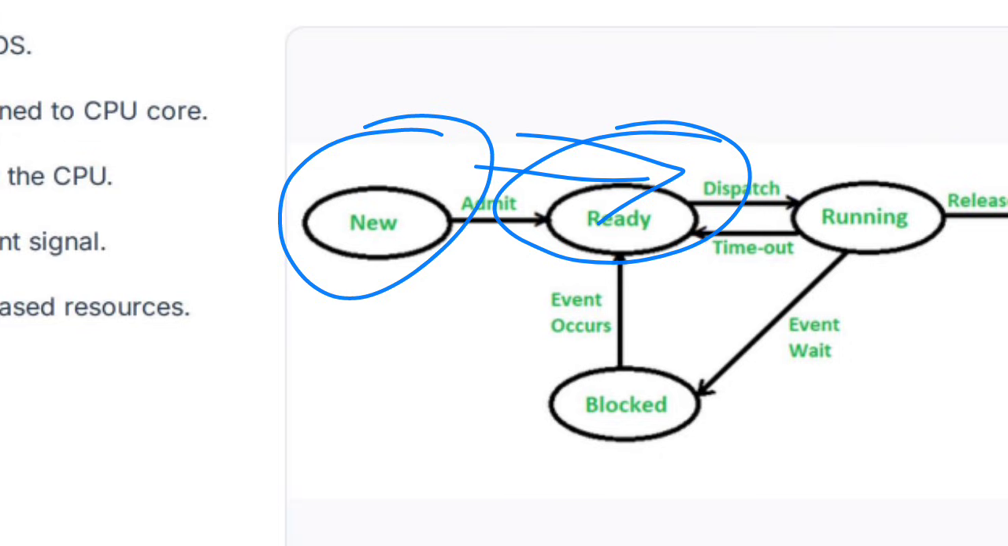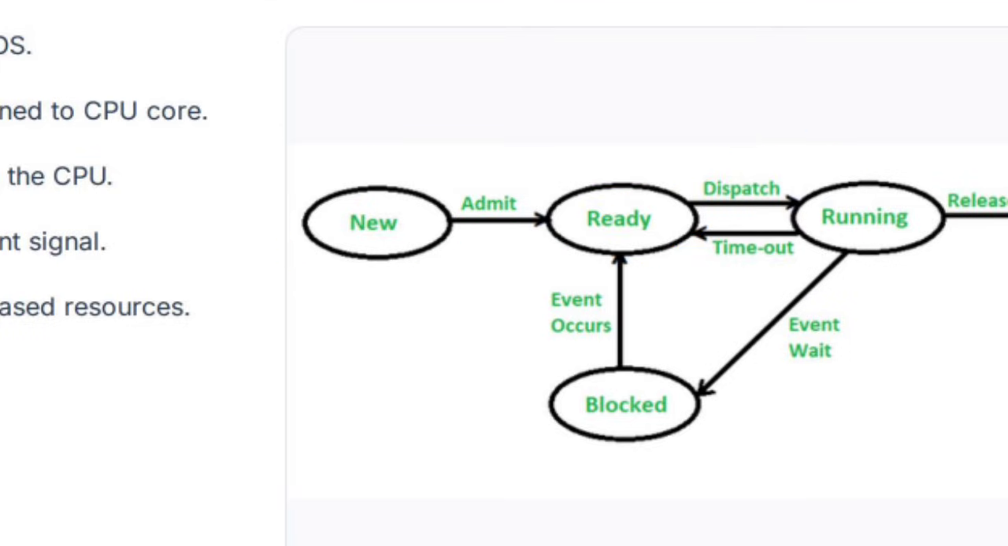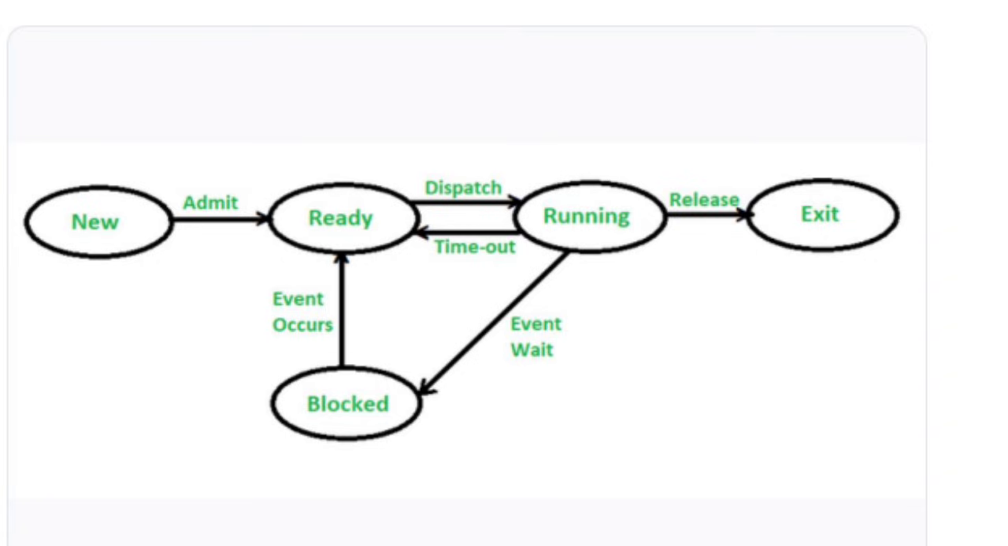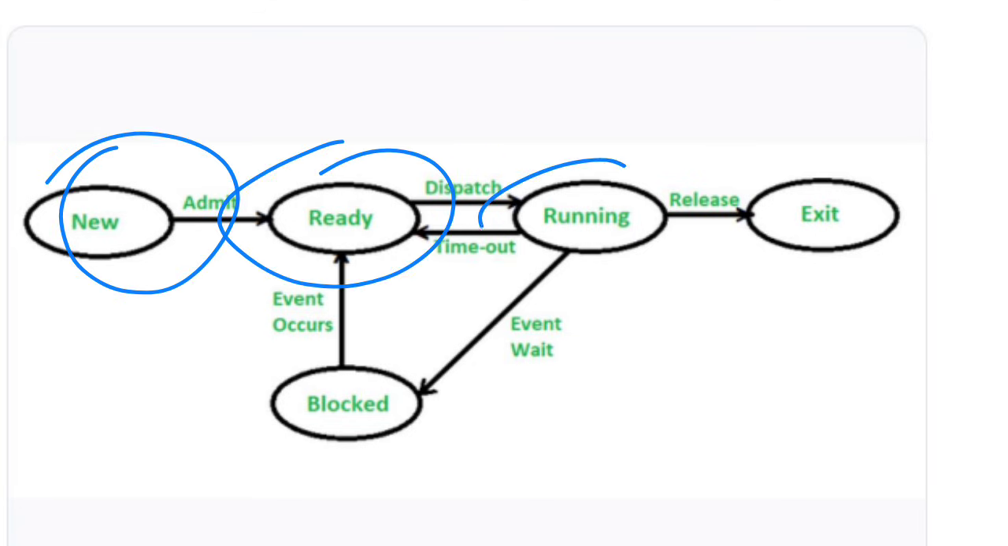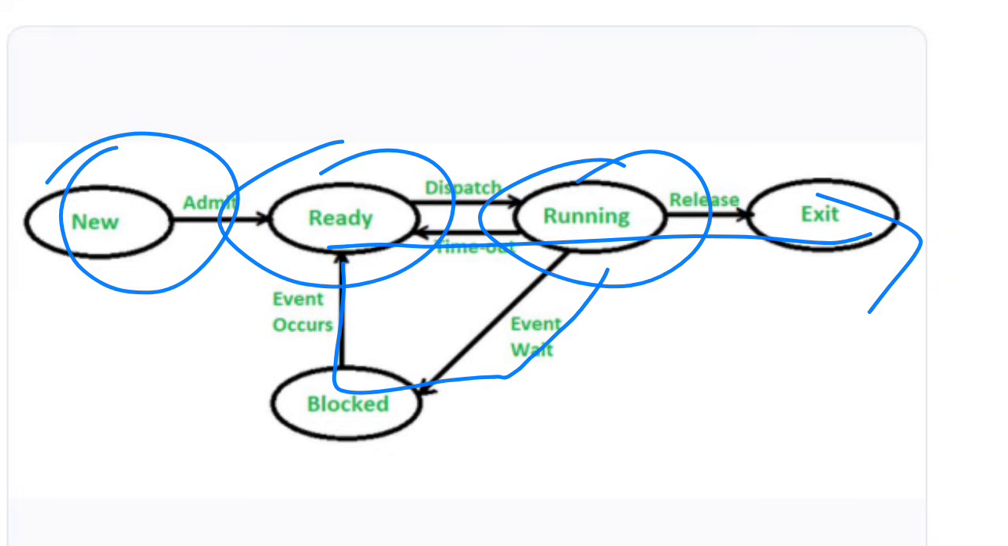In the ready state, the process is ready to execute, but it is waiting for the CPU. If the process needs to wait for input or output, it moves to the waiting or blocked state. After the required operation is completed, it can return to the ready state. When a process completes execution, it enters the terminated state. So, simply: first new, then ready, running, then waiting for input or output from the user, and finally terminated.